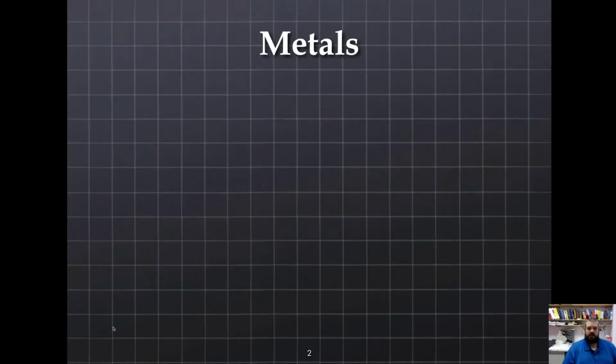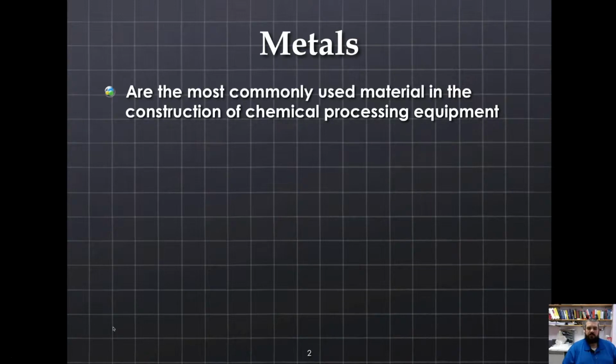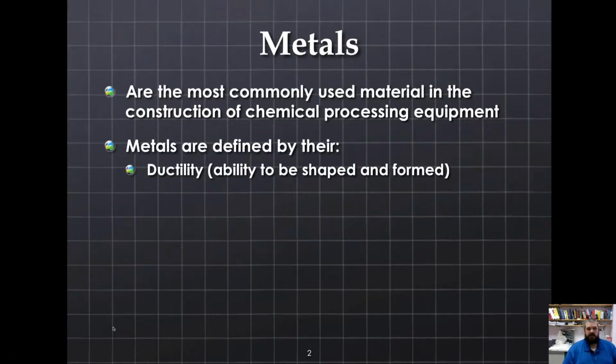So to start with, I'll talk a bit about metals. They're by far the most commonly used material for construction in chemical processing equipment, and it's based largely on the physical properties, what you can do with metals that you can't do with some of the other classes of materials. They're essentially defined by physical properties like their ductility. That just means the ability to shape or form it. Making a pipe or a sheet metal or parts for a car, all of that is done by being able to form and work metal.